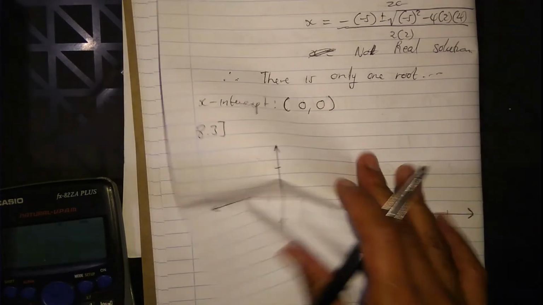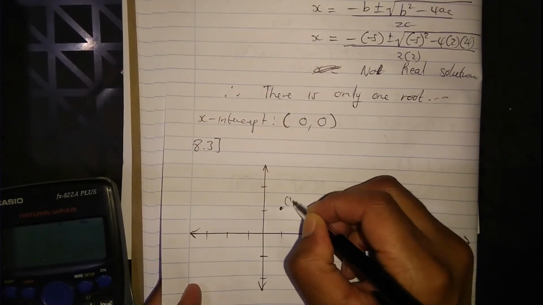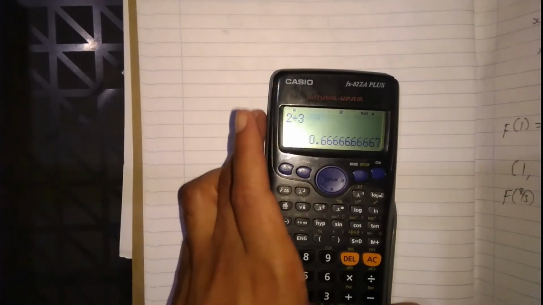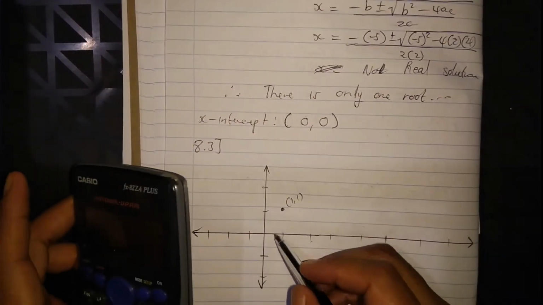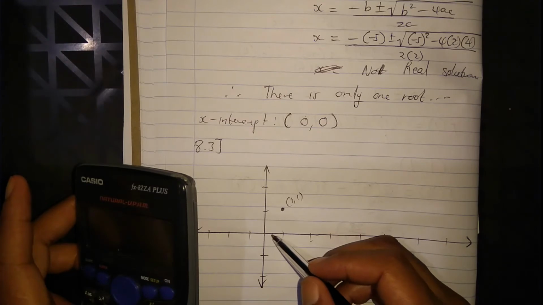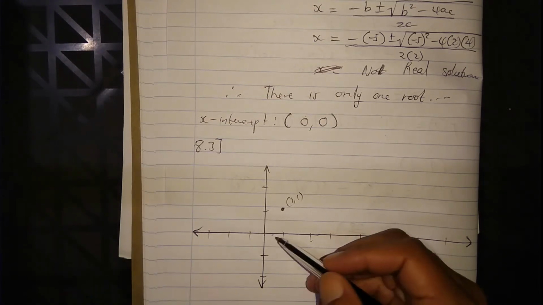Right, starting on my turning points again. Turning point, it's 1 and 1, 1 and 1. So this is 1 and 1. And then 2 over 3. 2 over 3 is equal to 0.67, or it's 0.7. It's 1 and 1.